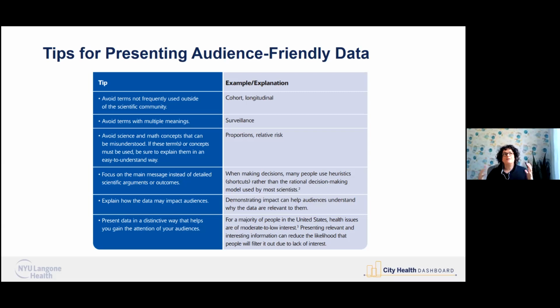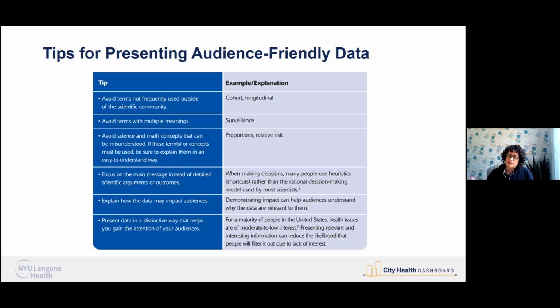As the people creating data or pulling state data that you're trying to share to a local audience, really trying to get to what is the key message I'm trying to share here. There's different reasons we share data, and we'll get into that in a little bit, but really trying to think about that main message is important.